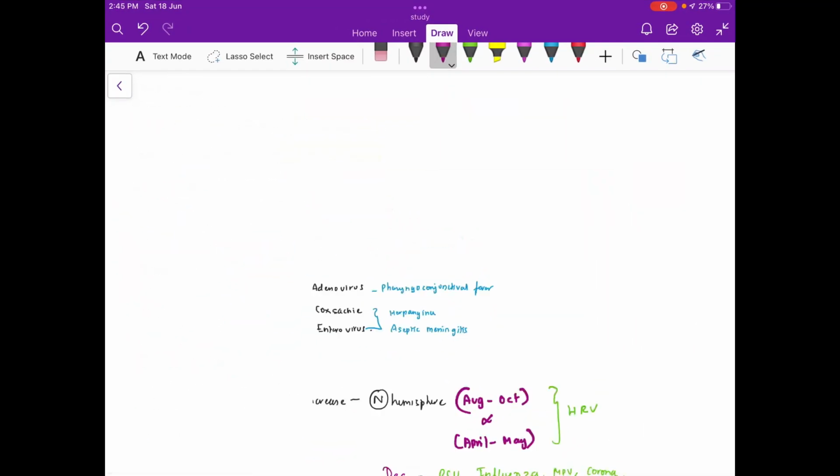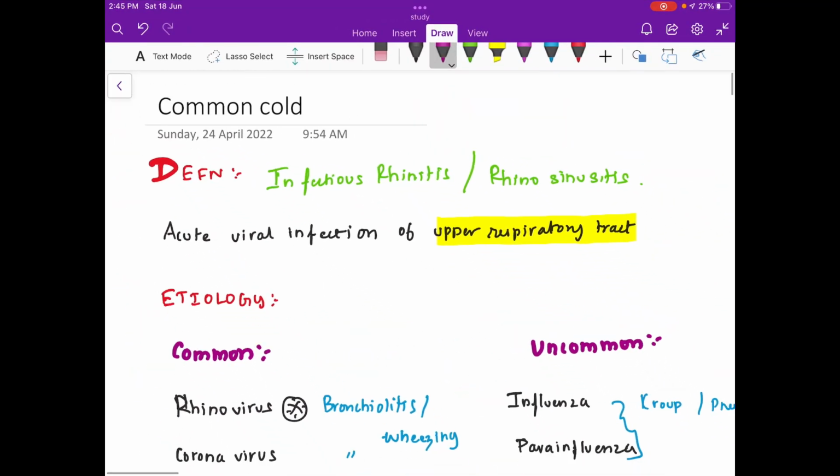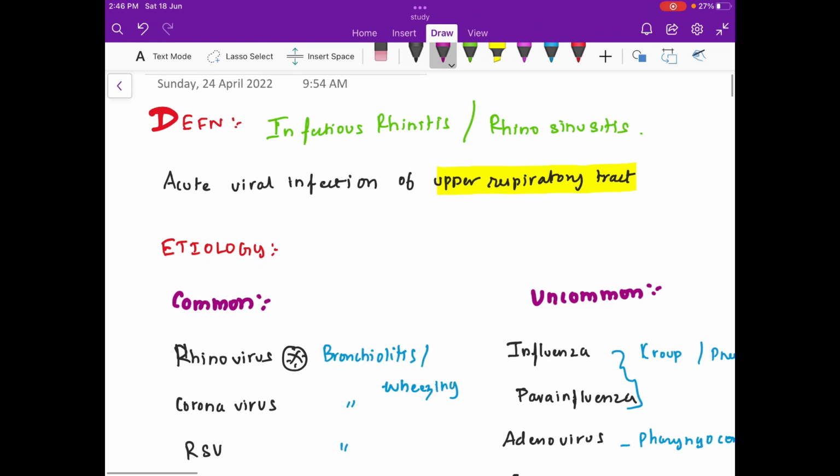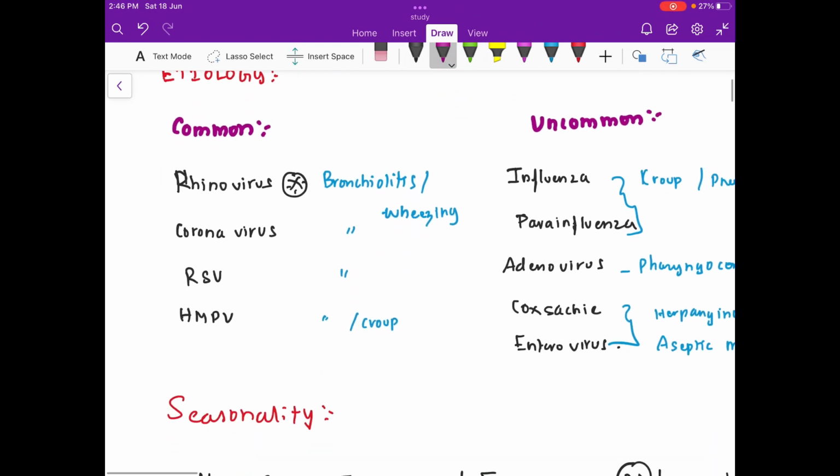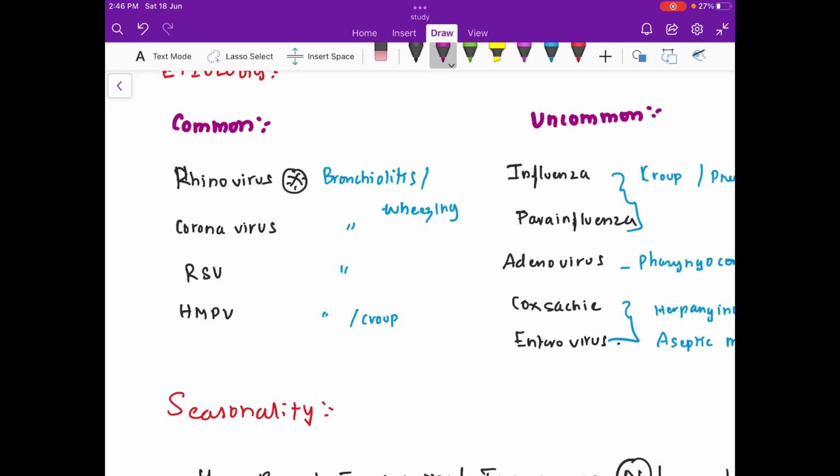First, the definition of common cold. The common cold is also otherwise called infectious rhinitis or rhinosinusitis. It is actually an acute viral infection of the upper respiratory tract. Here I want to make clear that the upper respiratory tract is defined as something above the glottis, and usually the common cold is defined as a viral illness.